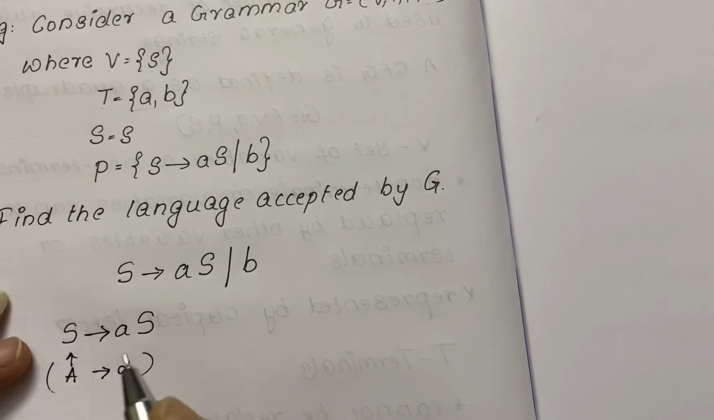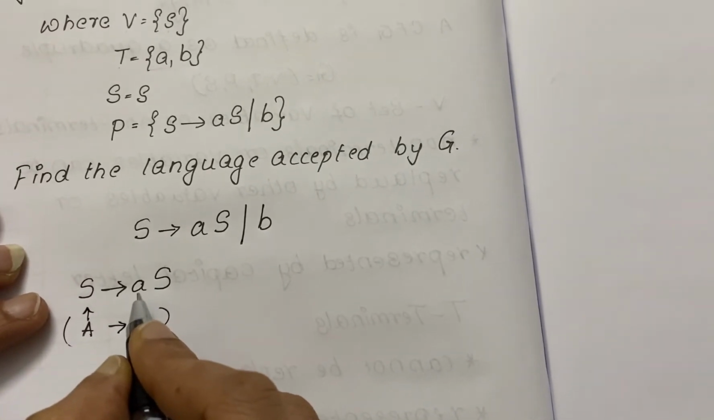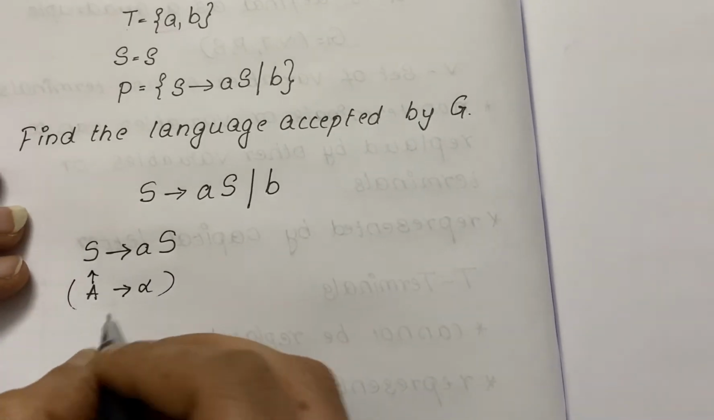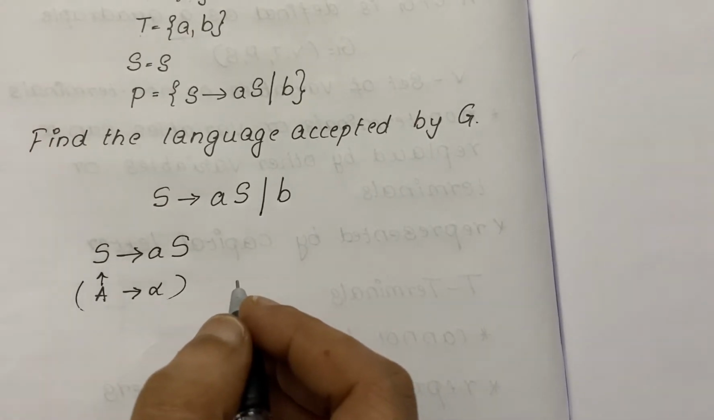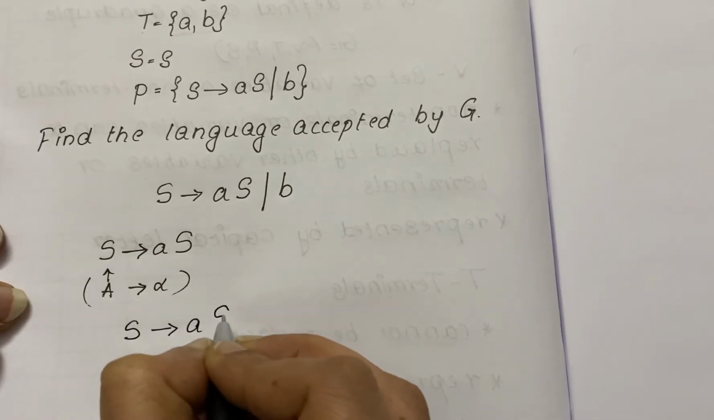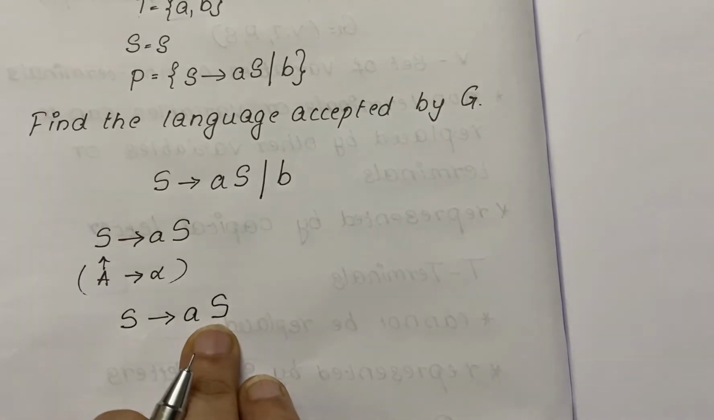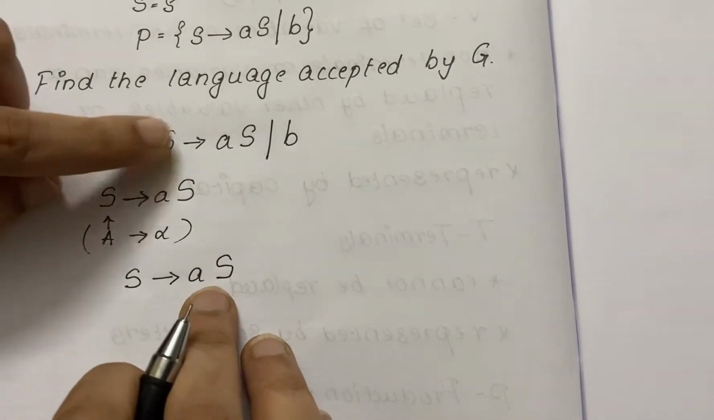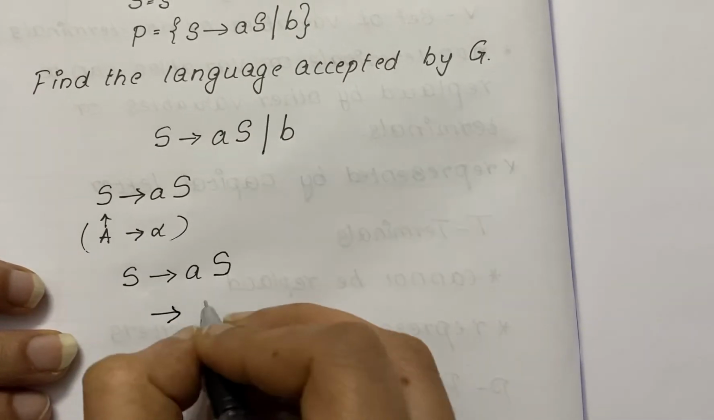So A is a non-terminal symbol and alpha can be a combination of terminal symbols as well as non-terminal symbols. So what we are going to do is find the language which is accepted by the grammar given above. First, S implies AS, and I told you already that these non-terminal symbols can again be substituted with some other values. So already you know that S gives you AS.